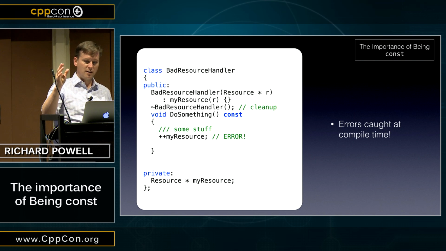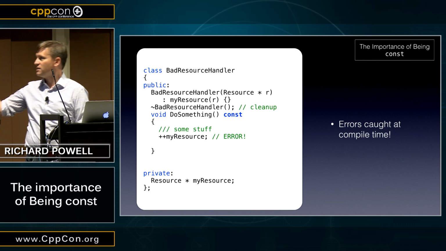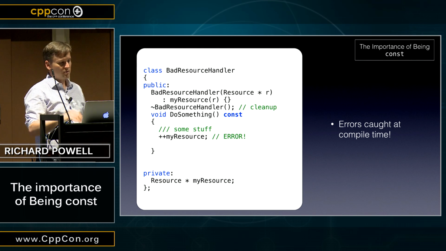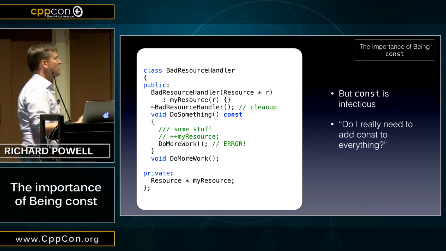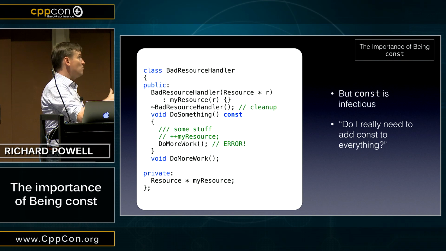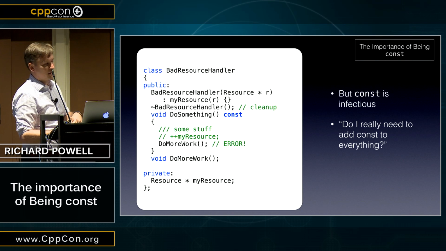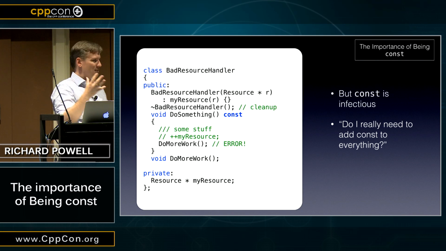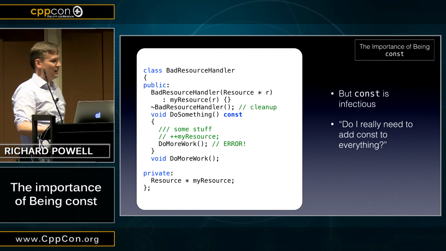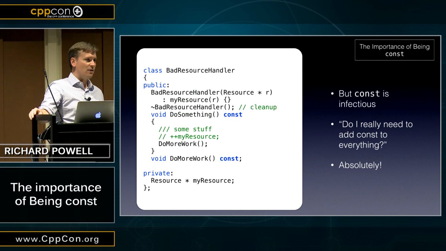Now, if I had labeled it const, my error would have been easily caught. This code would not compile because I'm modifying something. Straightforward, const, good. But then const is infectious. So if you did this, let's say I had do something and said do more work, and do more work itself wasn't labeled const, then this doesn't compile. Do I really need to add const to everything? Yes, you really need to add const to everything.